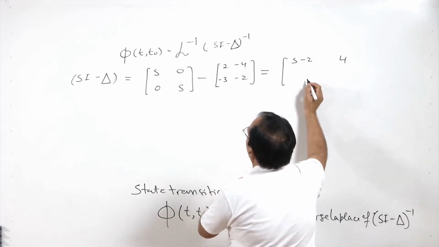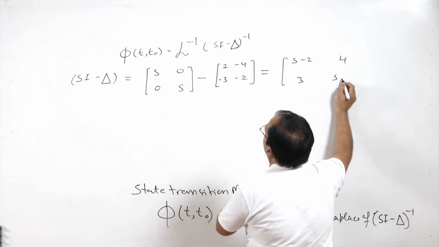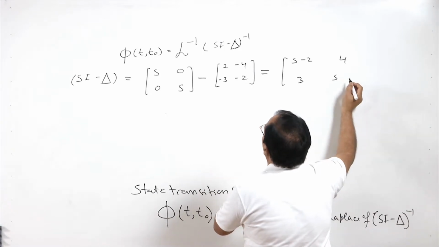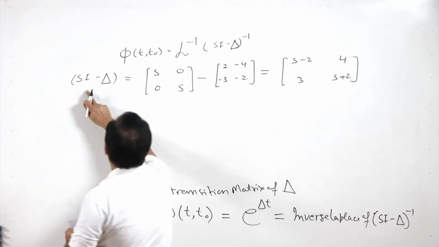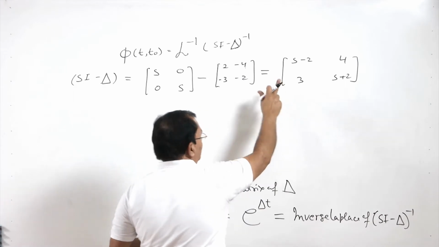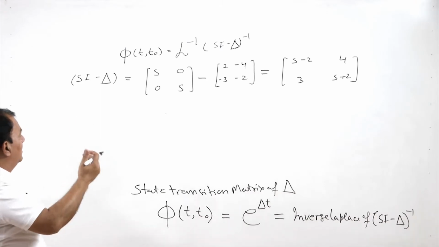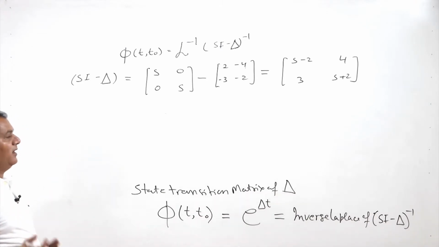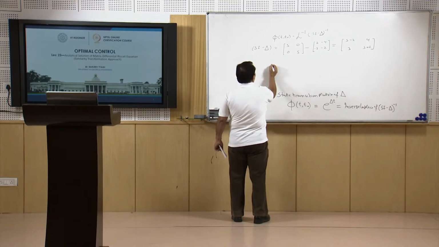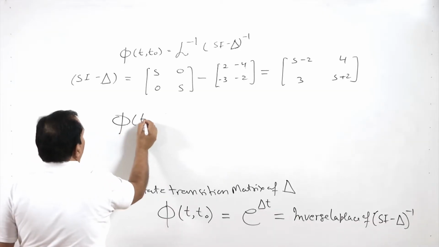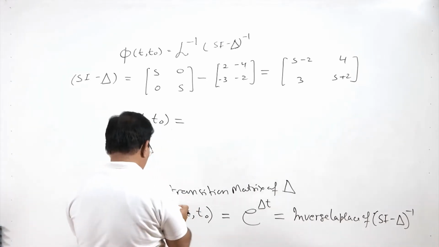4, 3 and S plus 2. So, I have to take the inverse of this matrix, which by the standard procedure we can do. We take the inverse of this and then take the inverse Laplace of this. So, if we follow this, we can write phi t0 as, I am directly writing the result.